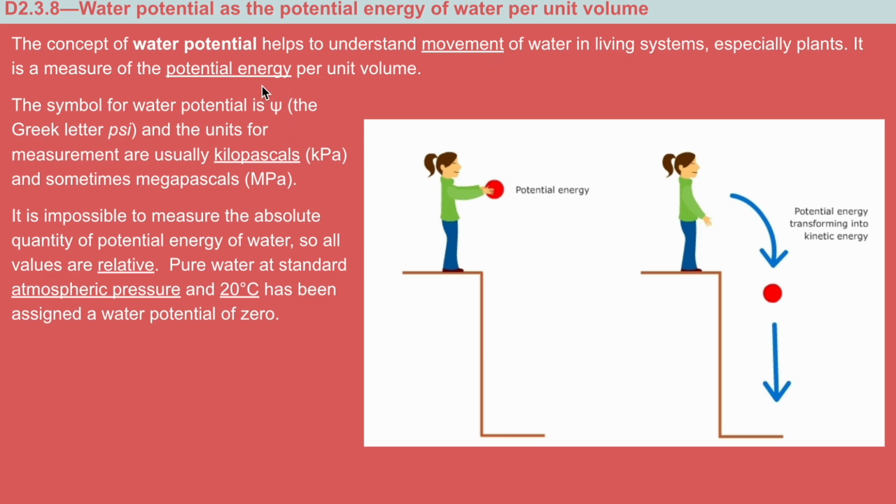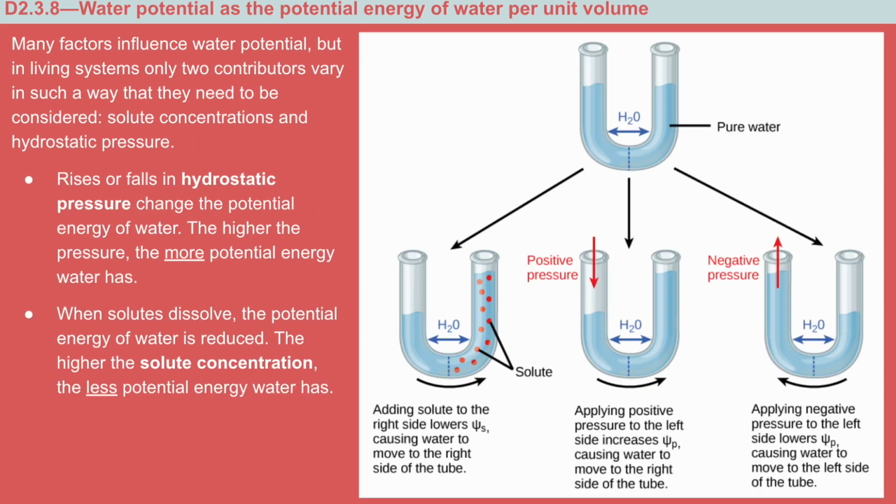When we talk about water potential, you're going to see this symbol, the Greek letter psi. It looks like a little trident, and it's usually measured in kilopascals or sometimes megapascals. Now we can't measure the absolute quantity of potential energy of water, so all values are going to be relative to this standard we've set: pure water, standard atmospheric pressure, and 20 degrees Celsius. That's been assigned a water potential of 0, and everything that we're going to talk about now is in comparison to that standard.